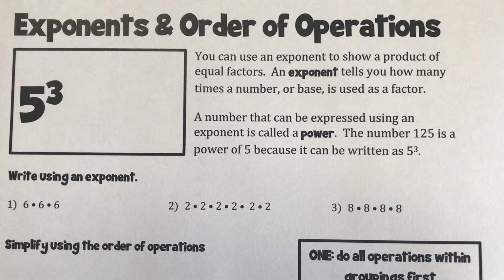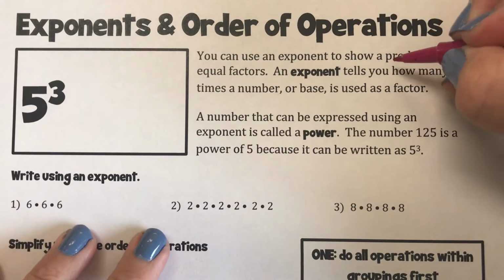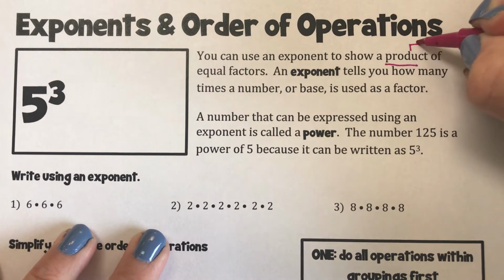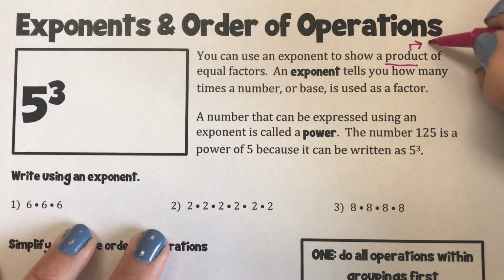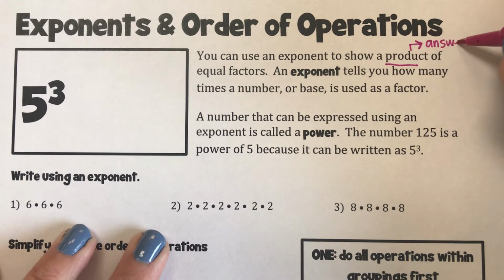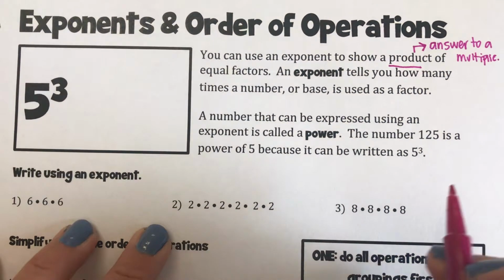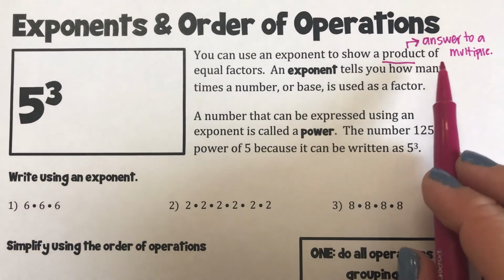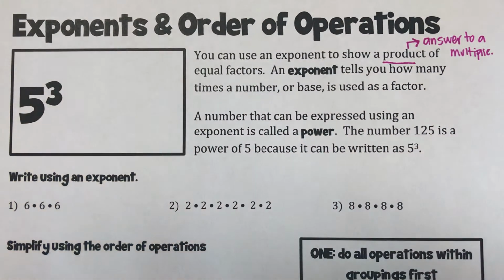So the first thing we have to talk about is an exponent. It says you can use an exponent to show a product, right? I feel like sometimes we read things and don't really understand what we're reading. So let's think about it. A product is the answer to a multiplication problem. Okay, so you can use an exponent to show multiplication of equal factors. An exponent tells you how many times a number or base is used as a factor.